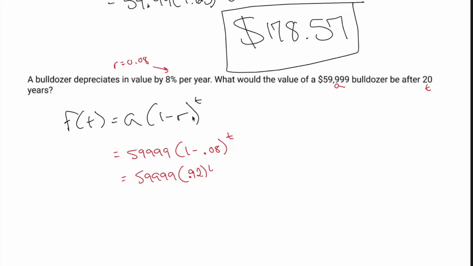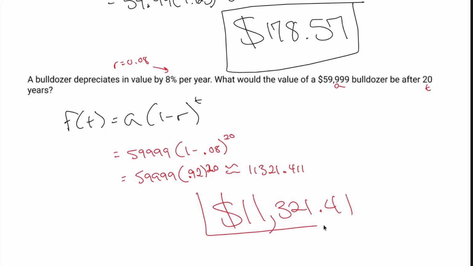So let me fix that. I don't know how I missed that. The t was 20. So how can I turn you into a 20? Nailed it. Now let me throw that into a calculator and see what happens. Okay, so the ugly number that we got there was 11321.4111, blah, blah, blah. This is money, so $11,321.41. Bulldozers just aren't the way they were 20 years ago, I'll tell you that right now.